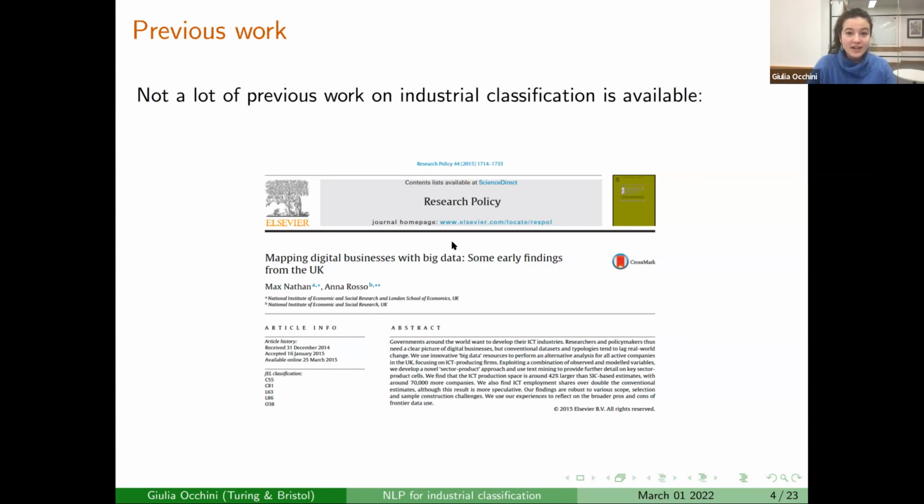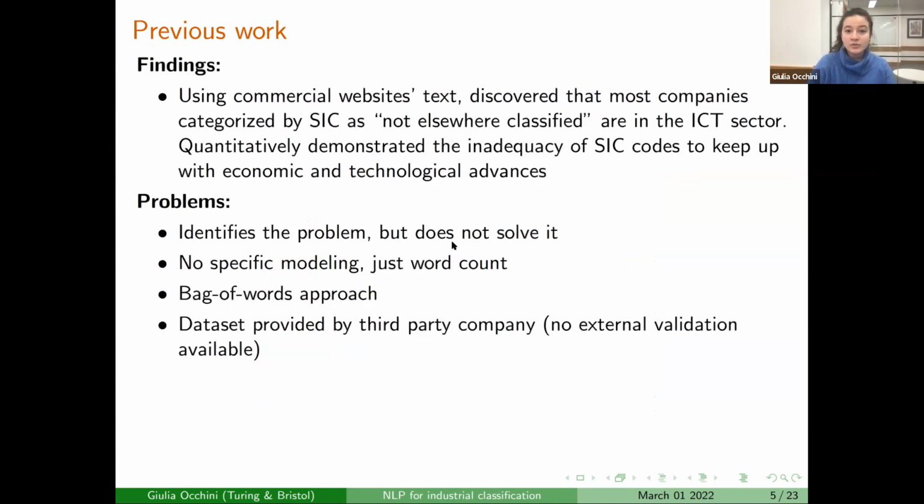This work is a very good work, and it utilizes commercial website texts, discovering that most companies that categorize themselves as "not elsewhere classified" are in innovative ICT sectors. They quantitatively demonstrated that SIC codes are not just inadequate on paper, but they are actually inadequate to describe technological advances. There are some problems with this research.